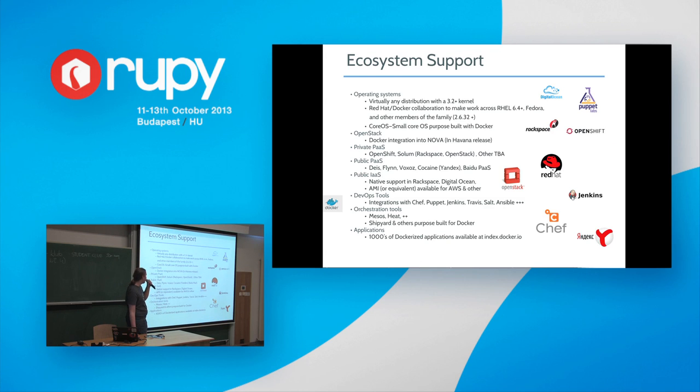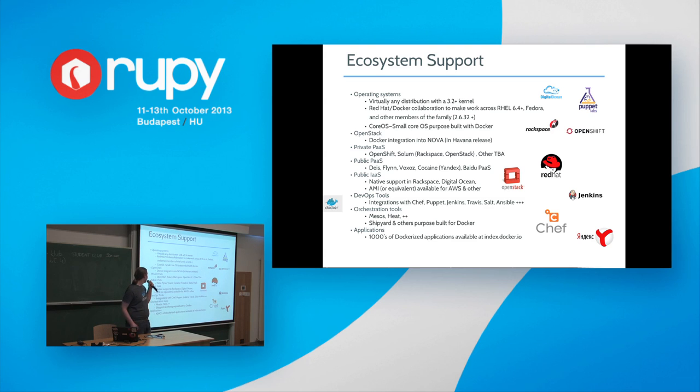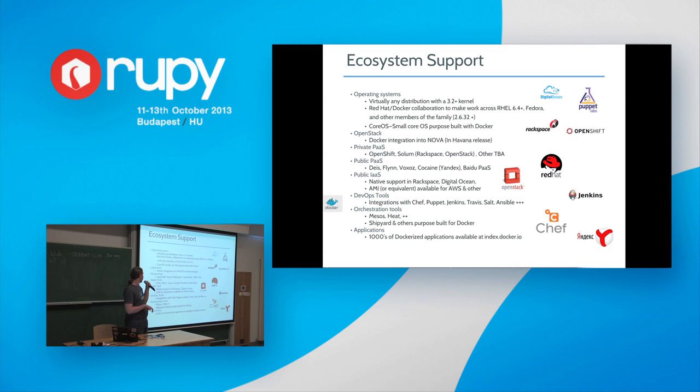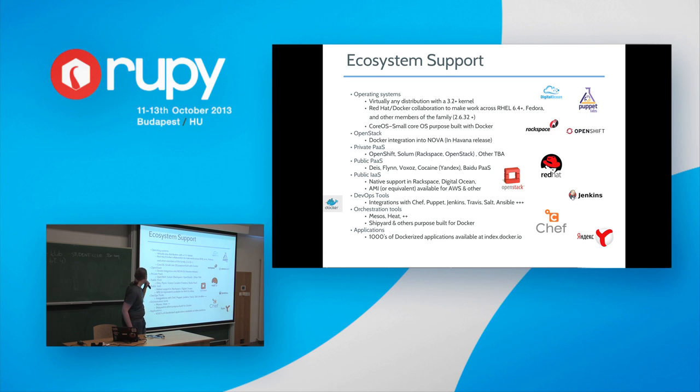So that's the part where I get to name drop. It's the cool part. We have a collaboration with Red Hat to make Docker work natively on Red Hat 6.5 and upwards, on Fedora and other members of the family. We have a partnership with CoreOS that's based on Docker. We'll be in the next release of OpenStack, which I think will be in a month or something. It's called the Havana release. Docker is a hypervisor inside Nova, so instead of spawning VMs, it will spawn containers. It's pretty cool. We're working with OpenShift, with Solum. There are other companies that use it, like Flynn and Deis.